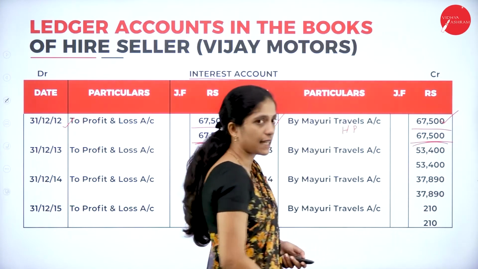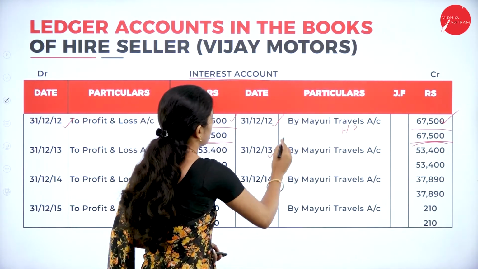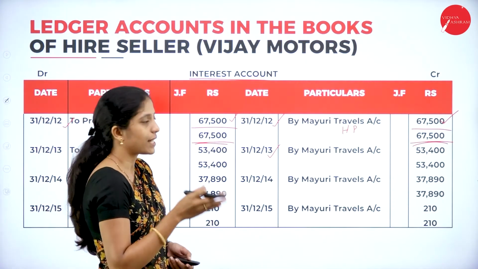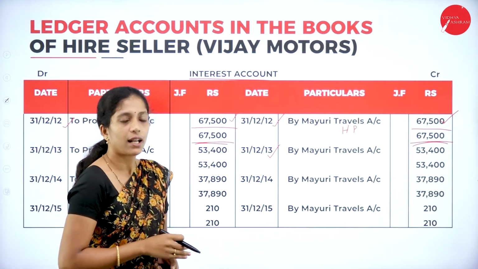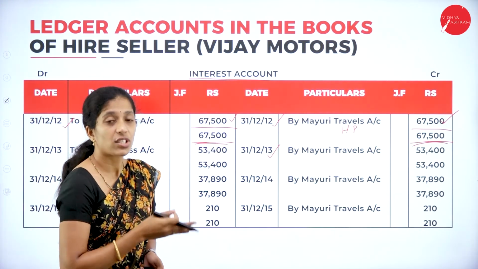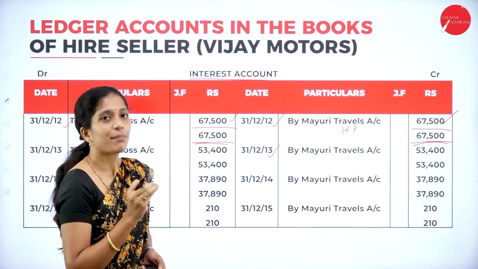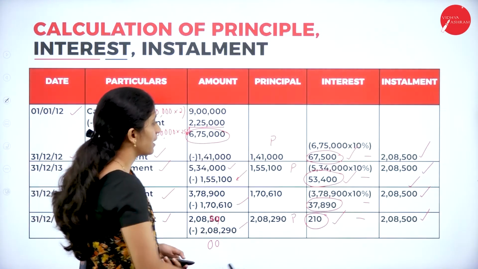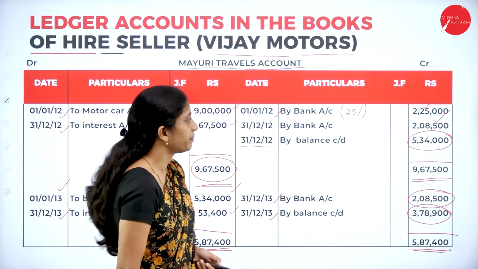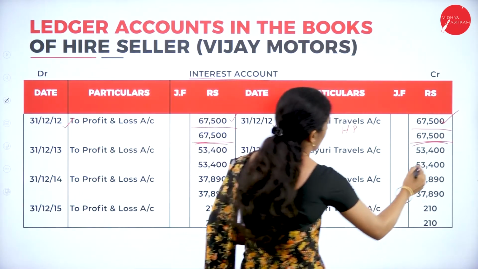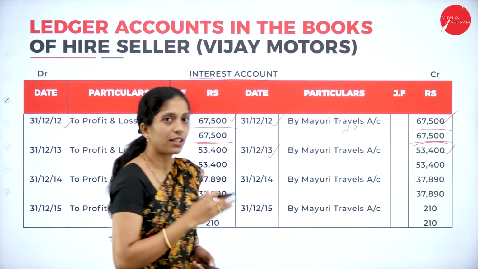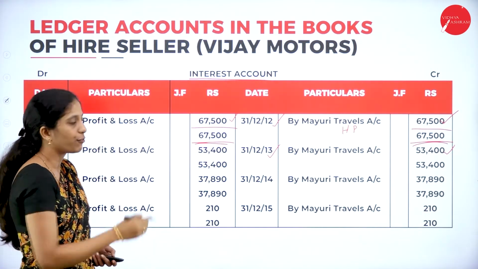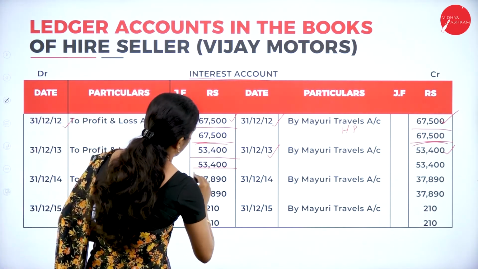In the same way for the second year, 31st December 2013, by Mayuri Travels. That is for interest due. What is the entry? Hire purchaser account debit to interest account. Here hire purchaser is Mayuri Travels. So by Mayuri Travels account. So what is the second year interest? That is 53,400. Transfer that 53,400 to profit and loss account. So to profit and loss account 53,400.